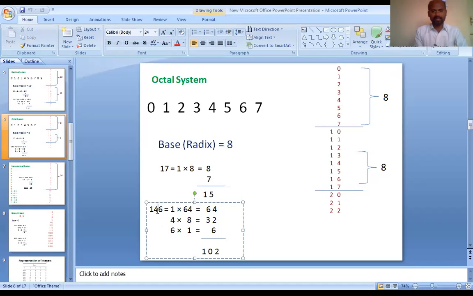We have used all the symbols 4 times, which is 4 into 8. And the current counting is on 6. So if we add up all these 3, what we get is 102. That is how we can carry out the conversion of an octal number into the equivalent decimal number, right?